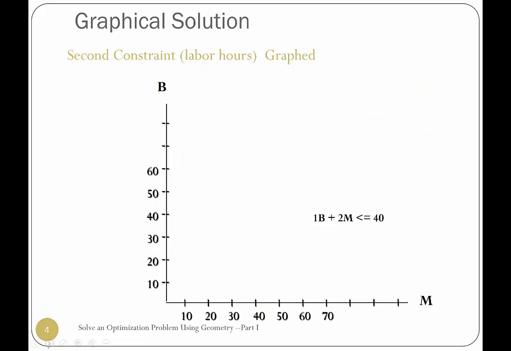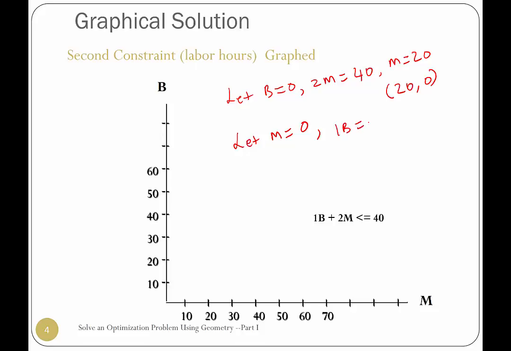The second constraint is on labor hours. Like the previous case, we need 2 points. So let b equal to 0 in that equation, which gives us 2m equal to 40. So m is equal to 20. Our first point is 20, 0. And if you repeat it with m equal to 0, we get 1b equal to 40, which is b equal to 40, so the second point is 0, 40.